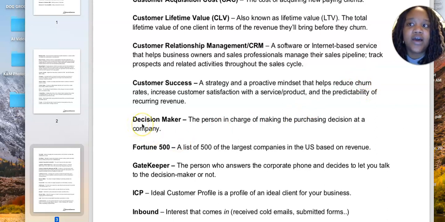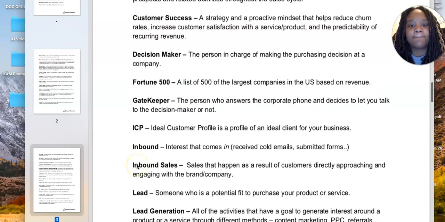Okay, so next we have decision maker. Decision maker is the person in charge of making the purchasing decision at the company. So this is very, very important. You need to find out who the decision maker is during the discovery call. This is something that you need to know. So before you even go to the demonstration call, you need to know who is making that ultimate decision.